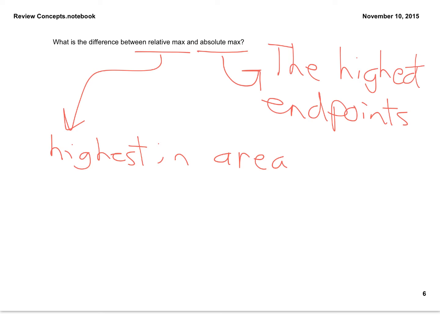Now, some books will differ on whether an absolute max can also be a relative max. I would say that if it's an absolute max, it's also a relative max. And we will leave it at that. You won't have any questions where you have to determine if it's a relative only or an absolute only.